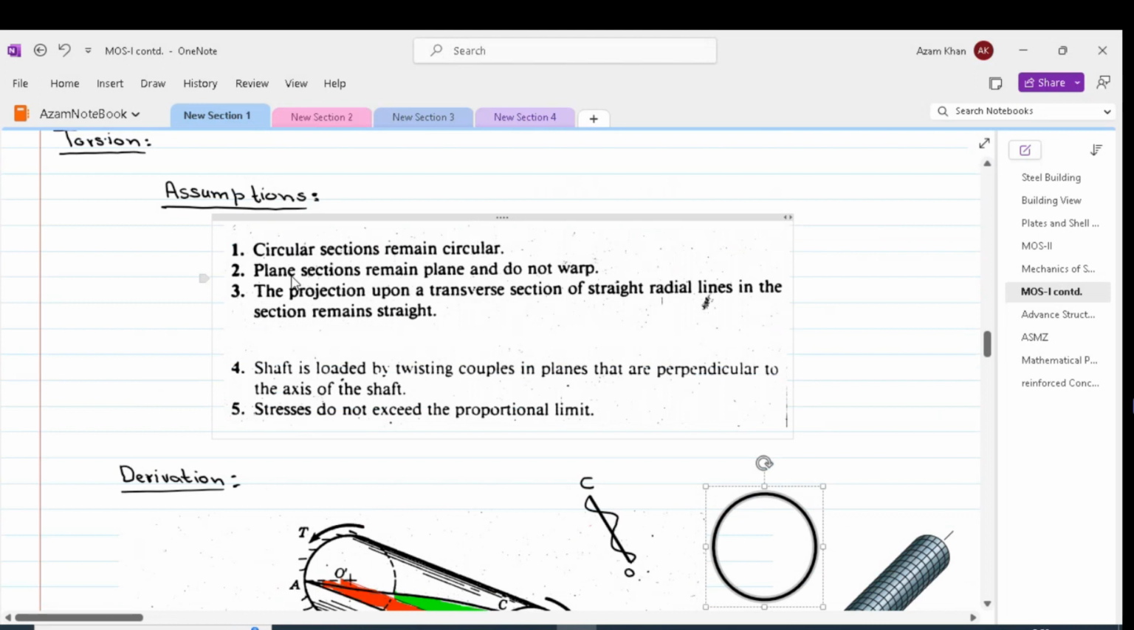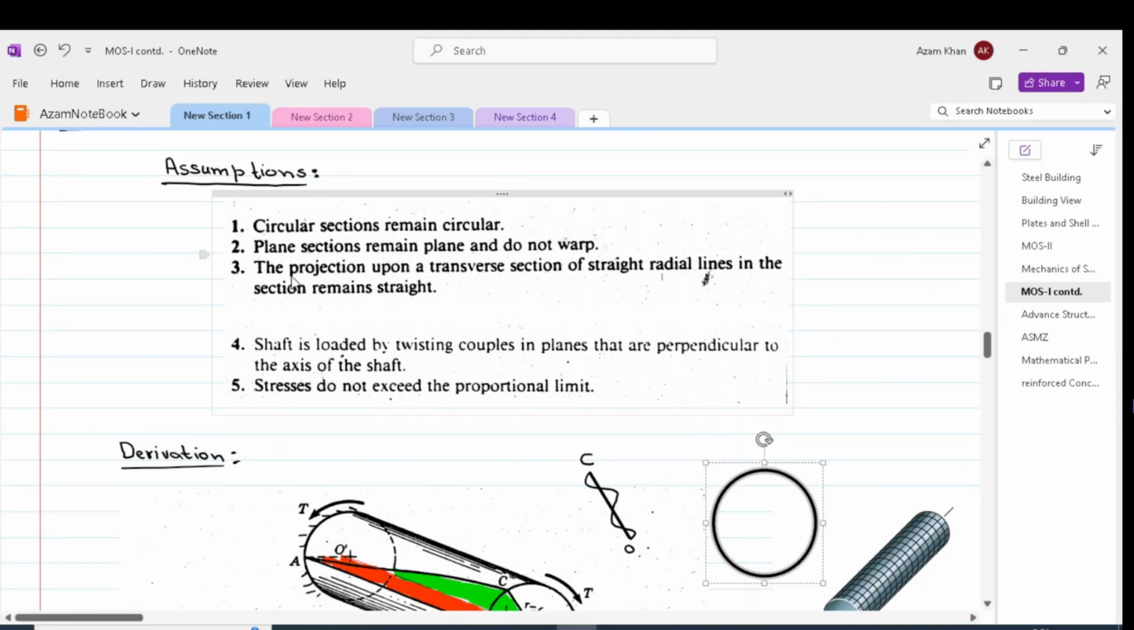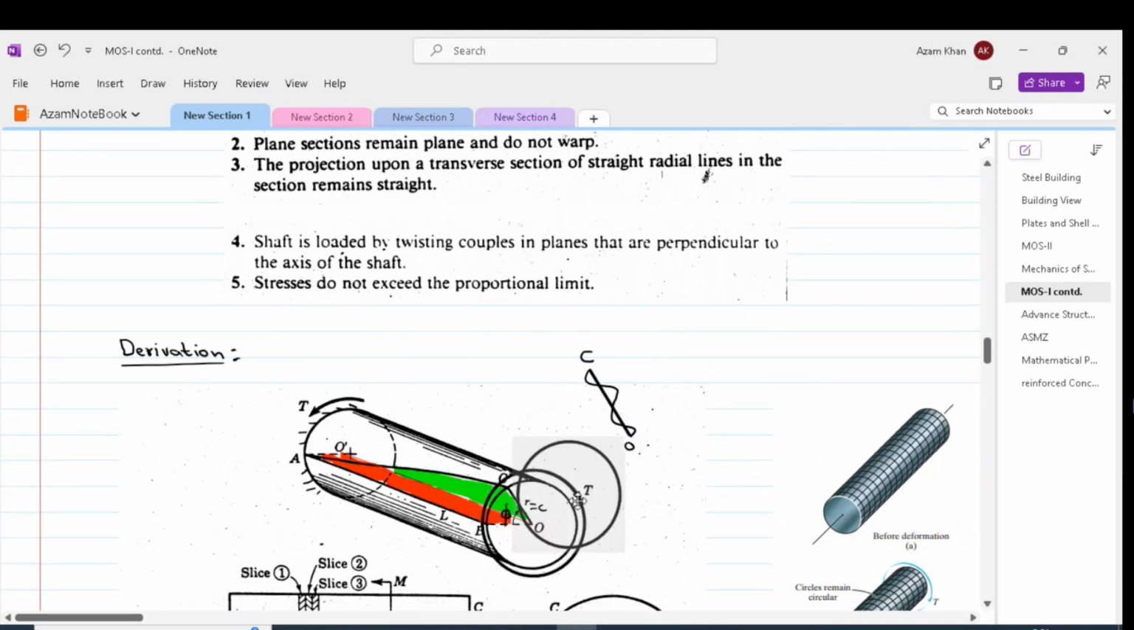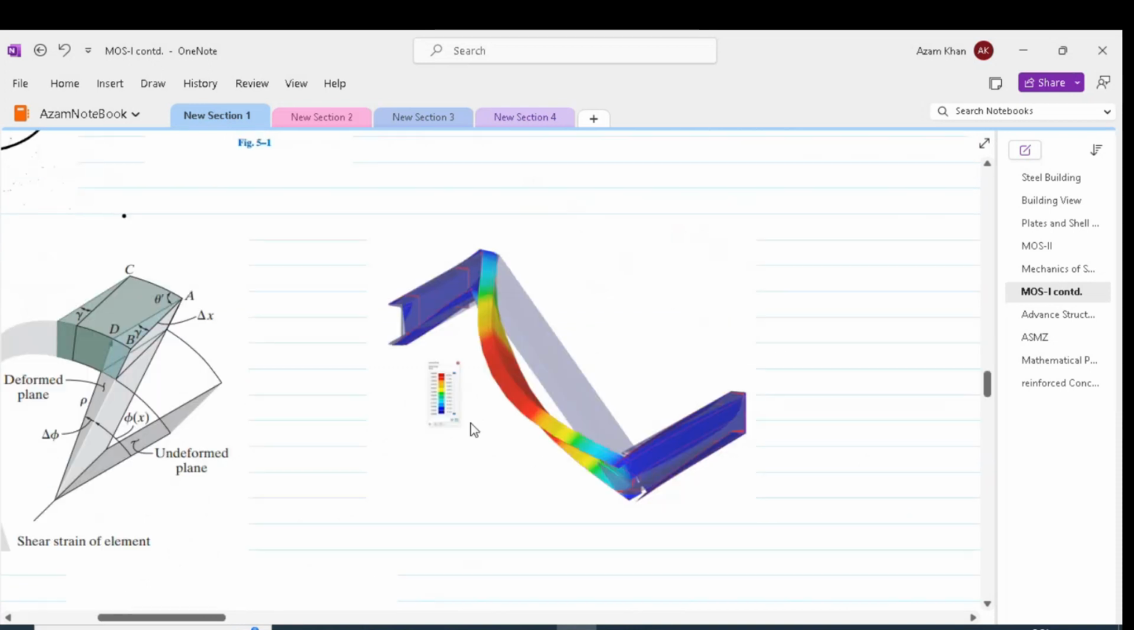The second assumption is that plane sections remain plane and do not warp. Plane sections remain plane is a well-known assumption which we took in deriving the flexure formula also. The same applies over here. So it says that a cross section which was plane, and in our case a circular plane section, will stay plane after deformation. So in other words, the cross section won't warp. Warping refers to the deformation or twisting of an object out of its original shape.